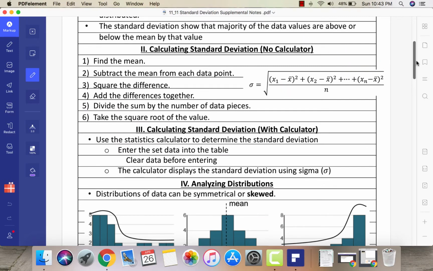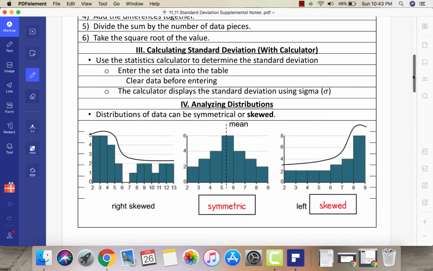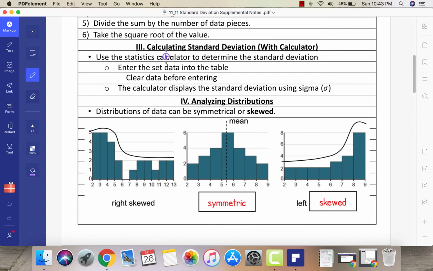Okay, but with a calculator, it's a lot easier. We use a statistics calculator to determine the standard deviation. You enter the set of data into the table. Make sure that you clear the data before entering. Then the calculator displays the standard deviation using this sigma, the upside down Q. So this will help us analyze distributions.